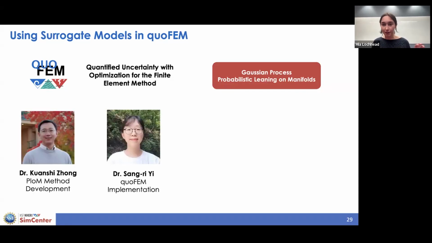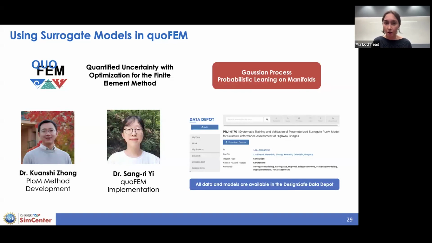I want to acknowledge the work of 2 people before I jump into this. First of all, Dr. Quanqi Zhang, who is really behind a lot of the PLoM method development for the case of earthquake engineering and worked on a lot of the backend code for quoFEM. And second, Dr. Sangri Yi, who did a lot of the front-end implementation for PLoM in quoFEM and has worked a lot on this. I also want to briefly mention that all of this data is up on the DesignSafe Data Depot if anyone's interested as well.